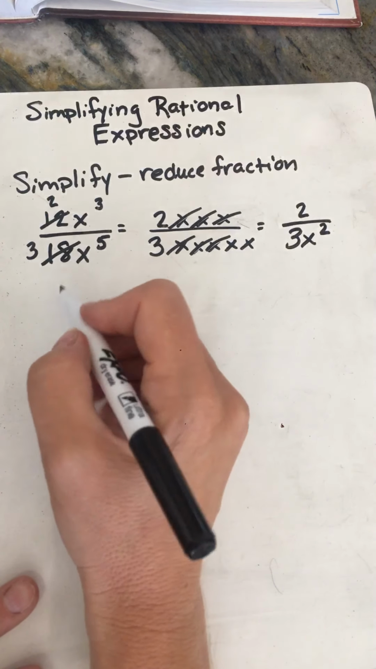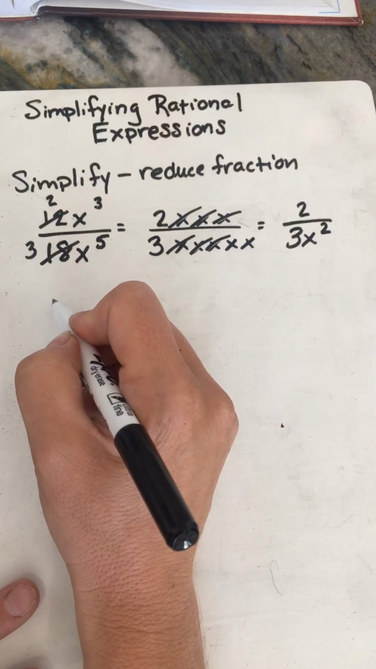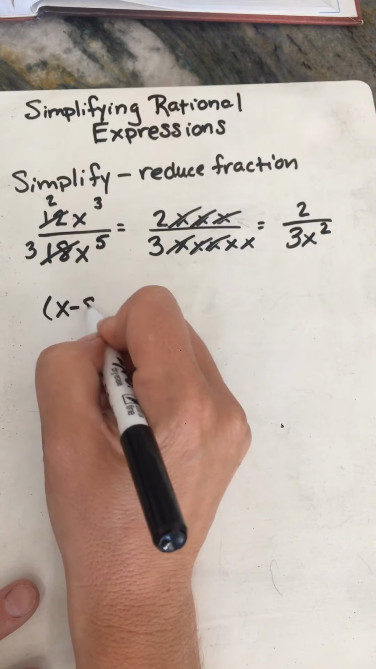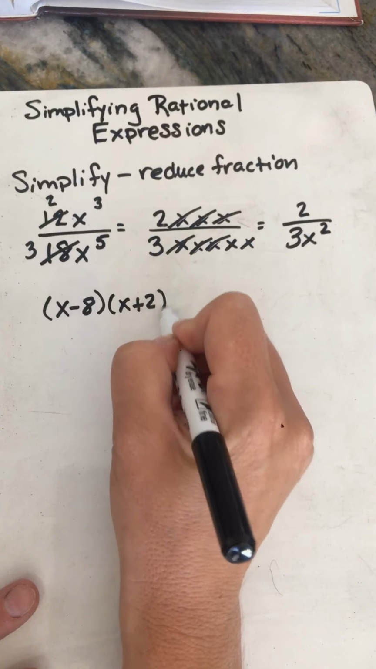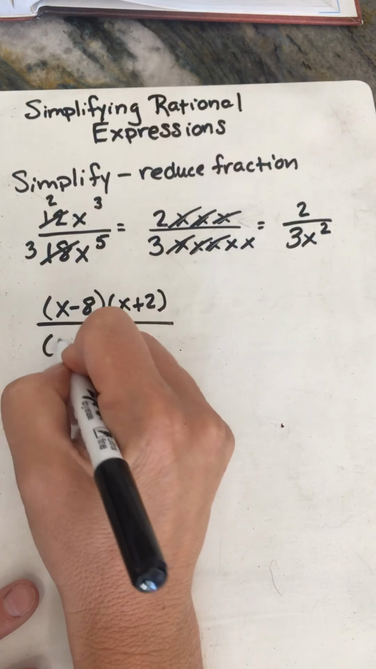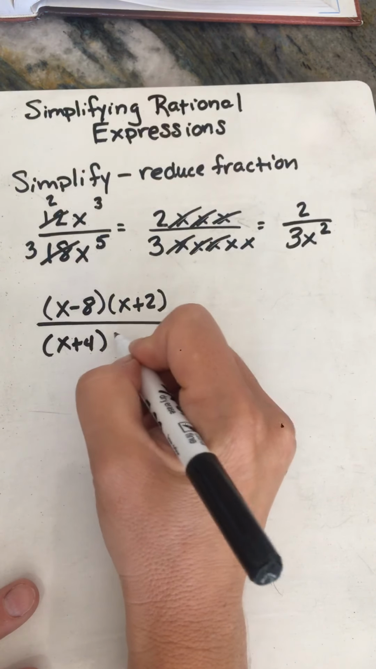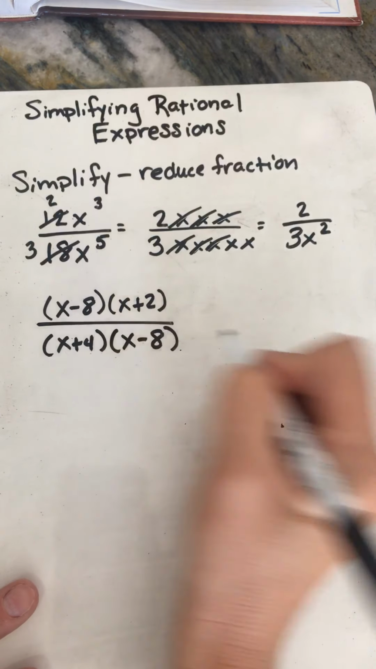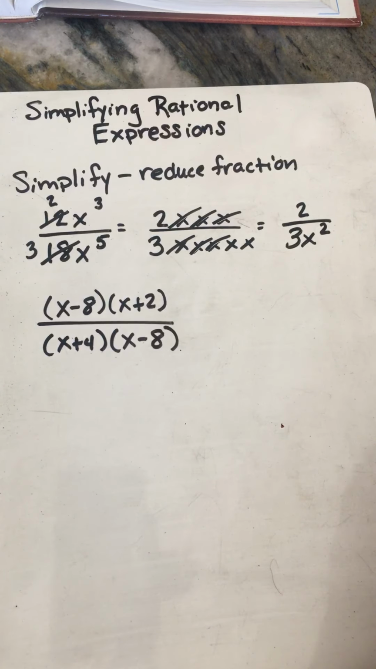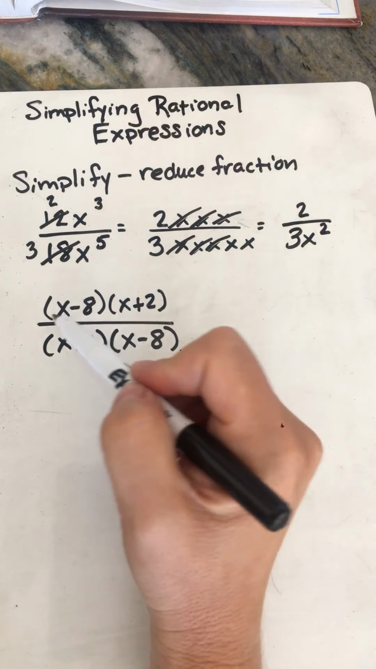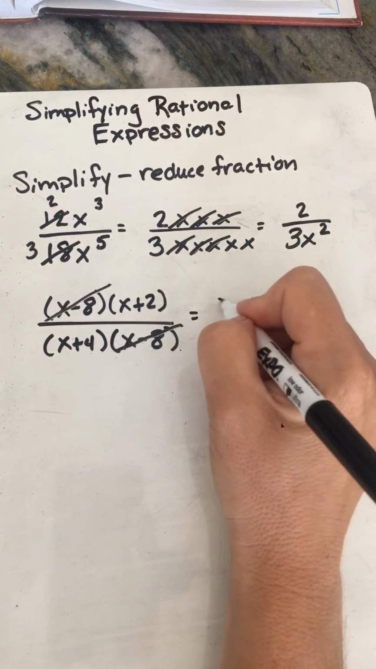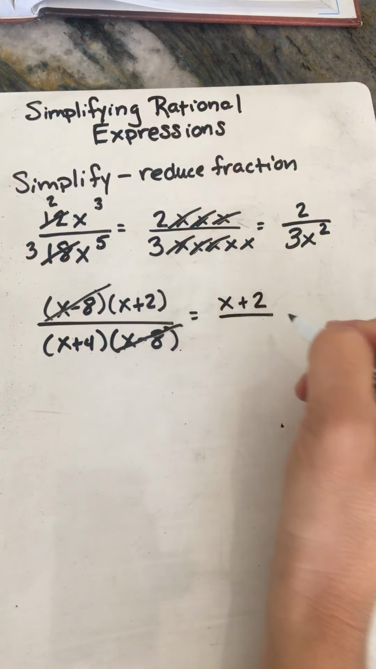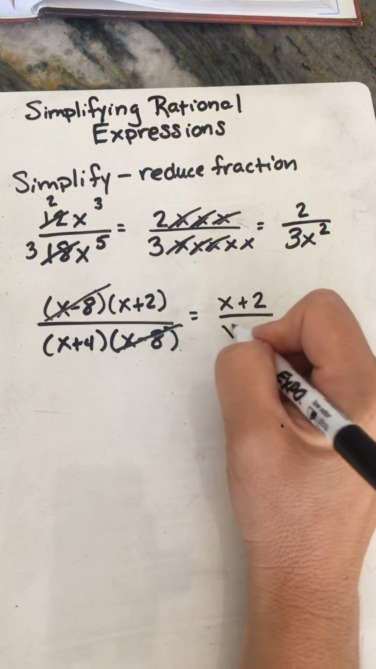So what if we have binomials? So let's simplify these binomials. What if we have the quantity x minus 8 times the quantity x plus 2 divided by the quantity x plus 4 times the quantity x minus 8. So we can reduce our fraction. We have common factors here, the x minus 8s. And so we are left with a reduced fraction of the quantity x plus 2 over the quantity x plus 4.